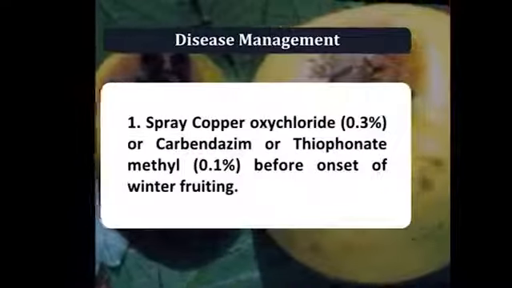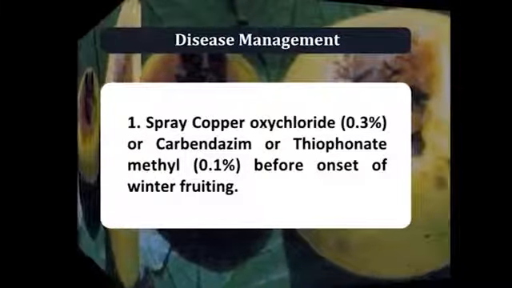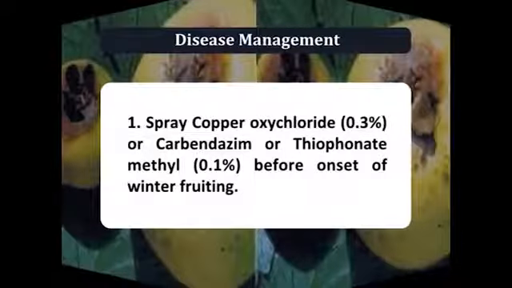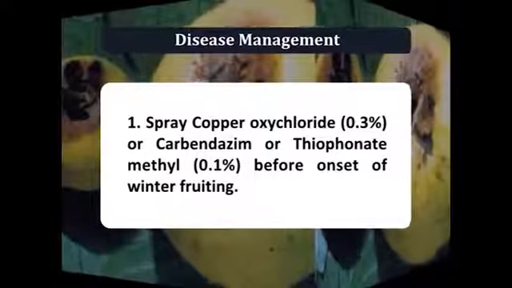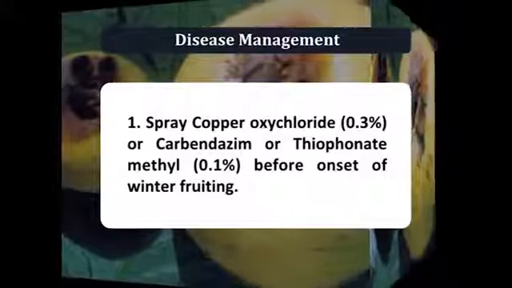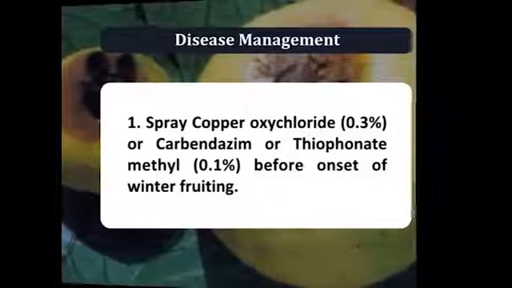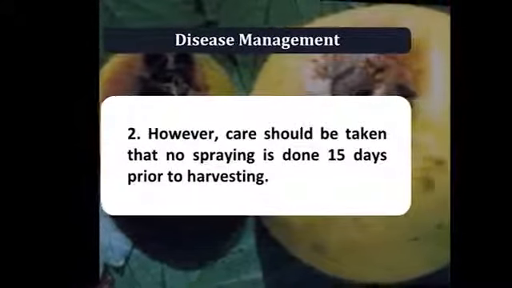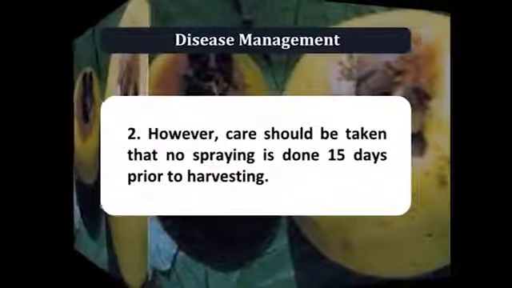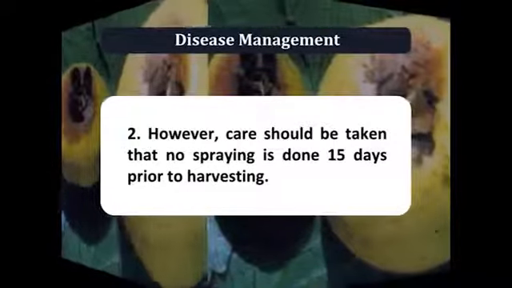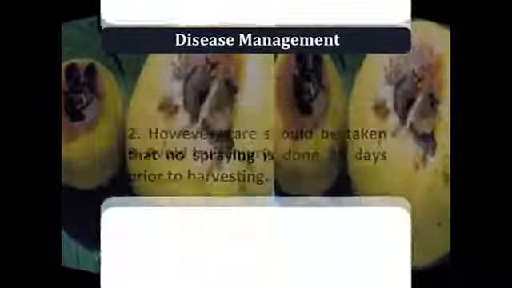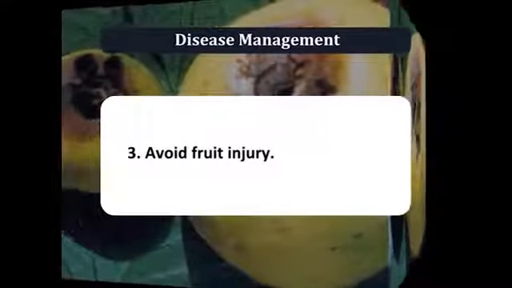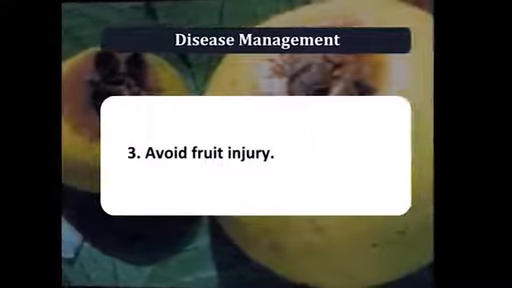Spray copper oxychloride at the rate 0.3% or carbendazim or thiophanate methyl at the rate 0.1% before onset of winter fruiting. However, care should be taken that no spraying is done 15 days prior to harvesting. Avoid fruit injury. So this is about the management of the disease.